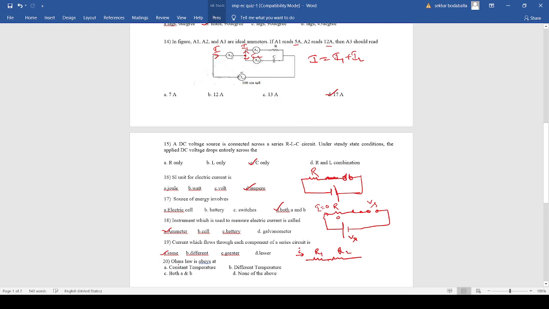So 20th one, Ohm's law obeys at constant temperature. Already when we define Ohm's law, we state at constant temperature. Okay, so Ohm's law obeys at constant temperature.